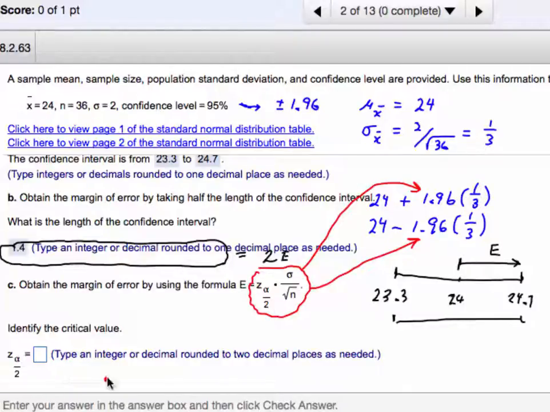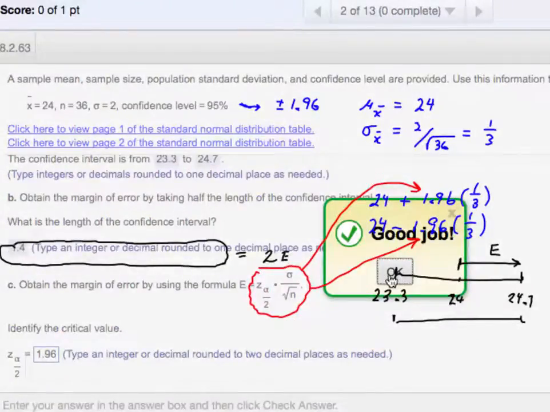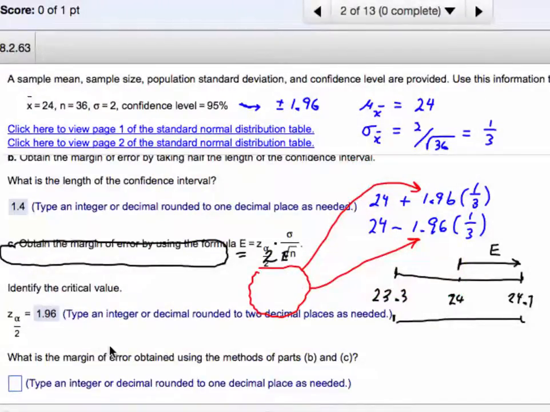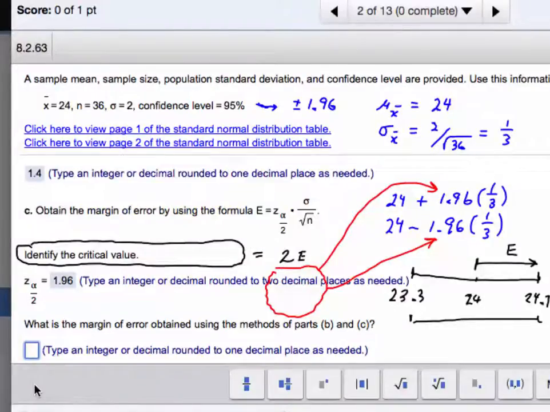So what was the Z of alpha over 2? That was the 1.96. And then the margin of error would be that 1.96 times the 1/3. We already did it, right? It's how far we went up from 24.7.